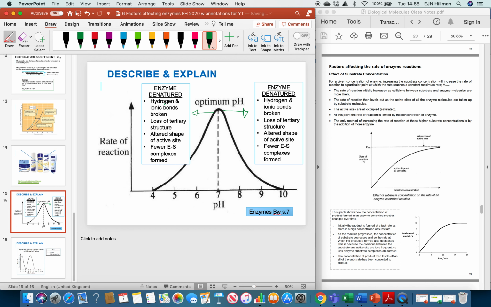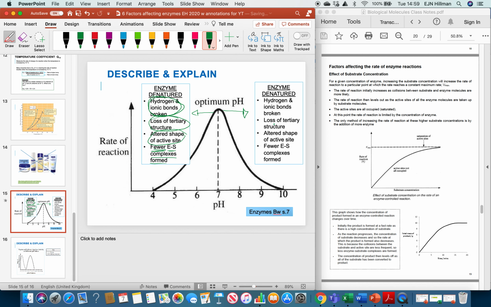In a bit more detail, it's important to remember to mention at least one of these bonds. So hydrogen or ionic bonds, ideally say both. So hydrogen and ionic bonds are broken as we have a deviation away from that optimum pH. That causes a change or a loss of the tertiary structure, changing the shape of the active site, and again that really important phrase, fewer enzyme substrate complexes can be formed and therefore the rate of the reaction decreases.